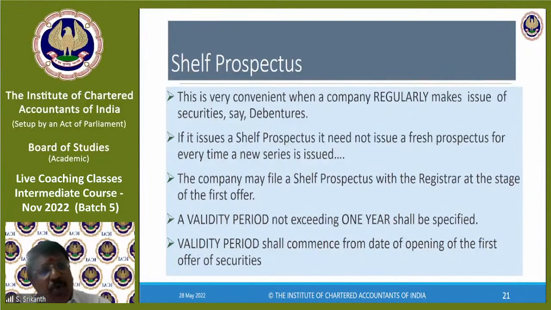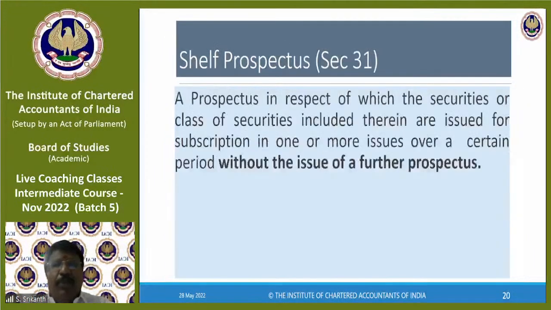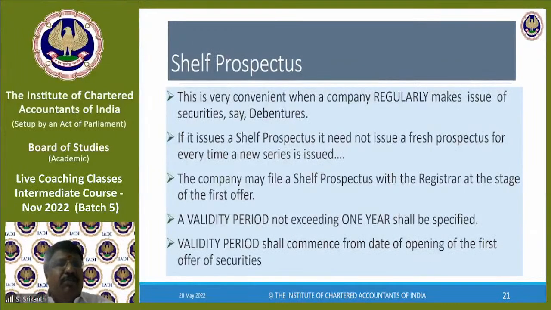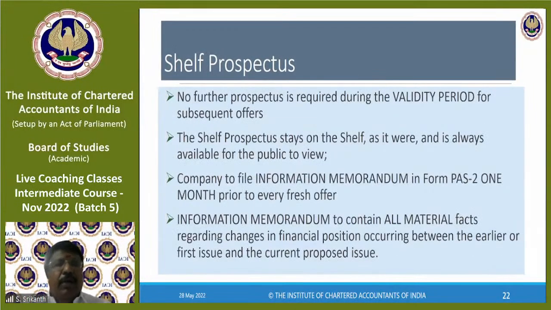No specific time gap. You decide what you want to do. Whenever you want to issue a fresh issue, you go for information memorandum. Within 1 month of publication of information memorandum, you have to ensure that the issue is announced.